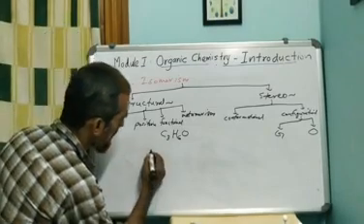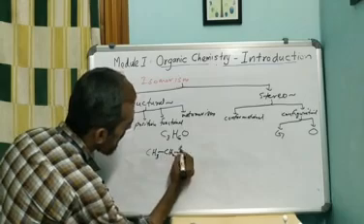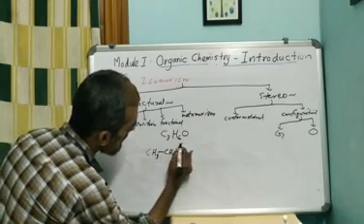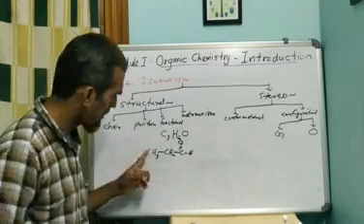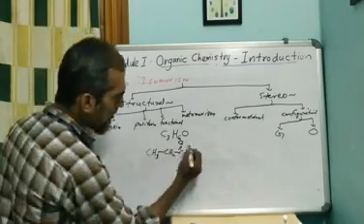So you can draw many isomers here. Let me write, for example, CH3CH2CHO. What is this? This is propanal, an aldehyde with 3 carbons. It can also be a ketone.